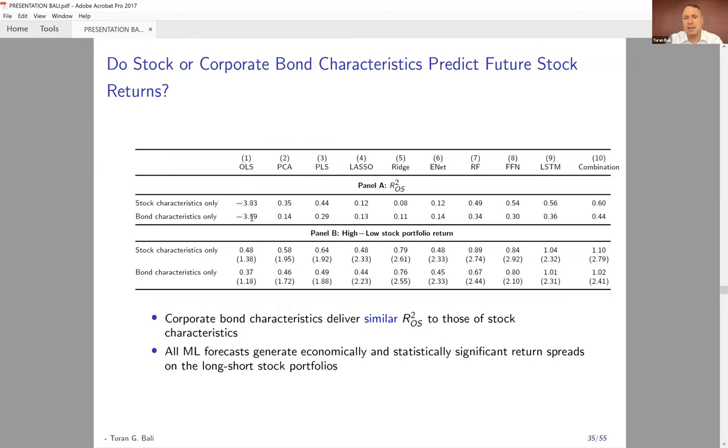Both stock characteristics and bond characteristics alone, they do predict, they improve the predictive performance of the OLS. So machine learning models significantly improve the performance. And when we form long-short portfolios of individual stocks this time, OLS again generates statistically insignificant return spreads, whereas machine learning models consistently generate economically large and highly significant return spreads. But I must say that the return spreads are somewhat smaller in the stock return predictability. It's a little bit larger in the bond return predictability as expected, okay?